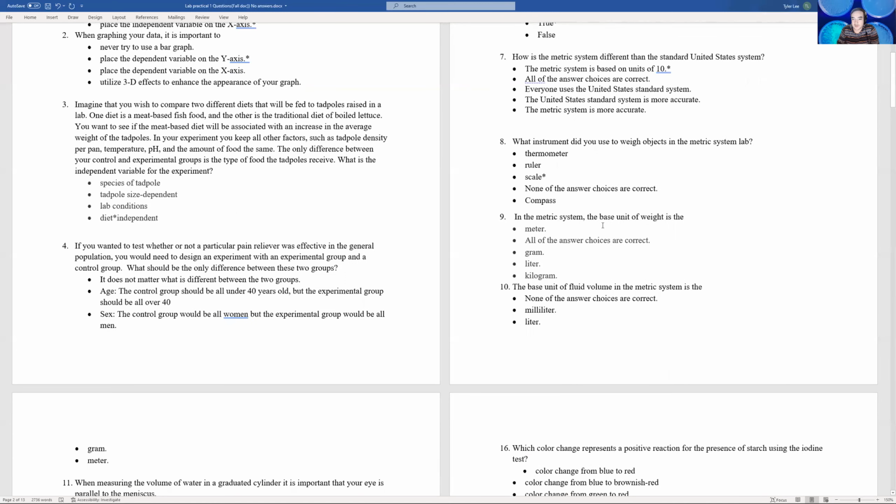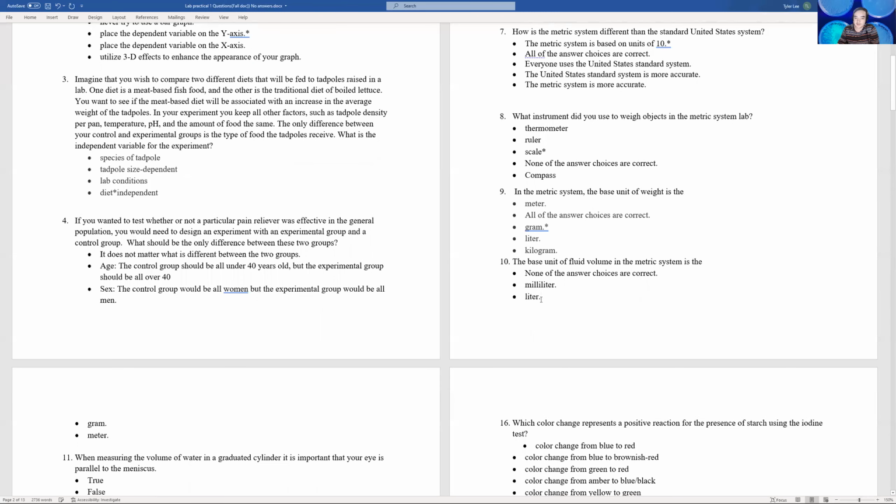In the metric system, the base unit of weight is the gram. So when you're looking for an answer for this, essentially in Bio 1, you want to look for whatever the unit is without any prefixes. So your base unit of weight is going to be gram. Base unit of fluid is going to be liter, because again, there's no prefix. And then base unit of length would be meter, so no prefix. So those are your base units: gram, liter, and meter.